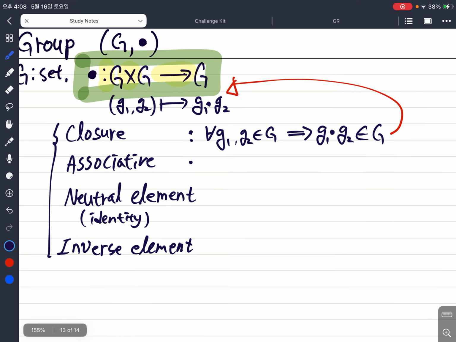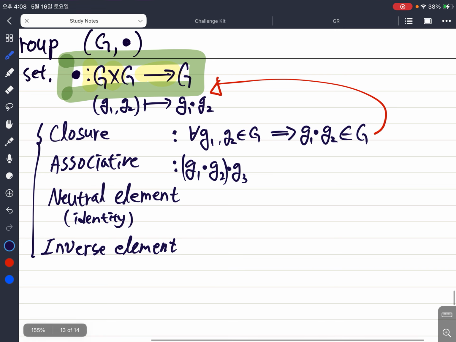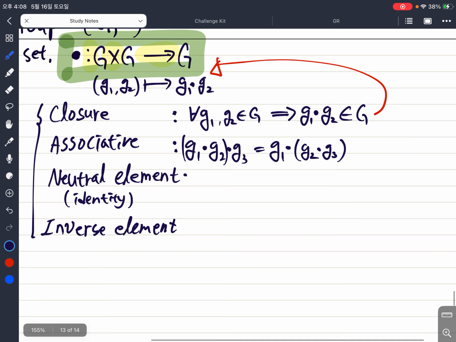The other is associativity. It is just simple. If you apply the group operation multiple times, with G3, if you have G1 times G2, it is another element in G. So this can also be done with this, and this should be the same. G1 acted on G2, G3. Yeah, this is the associative law.